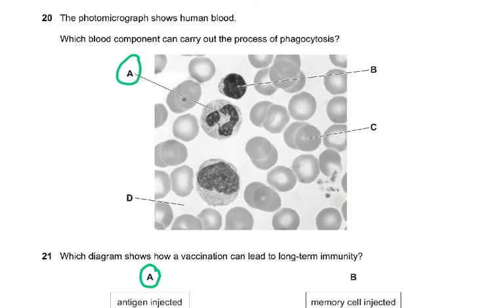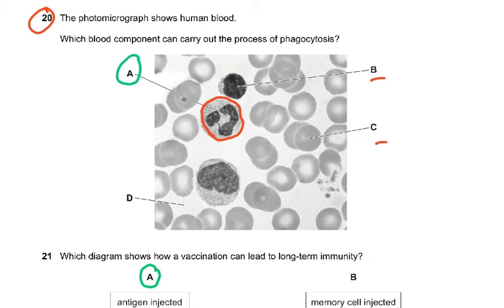And question 20. The photomicrograph shows human blood. Which blood components can carry out the process of phagocytosis? Well, there was only A, because phagocytes are these ones which have a lobed nucleus. D is the plasma, C is the red blood cell, and B is the lymphocyte.